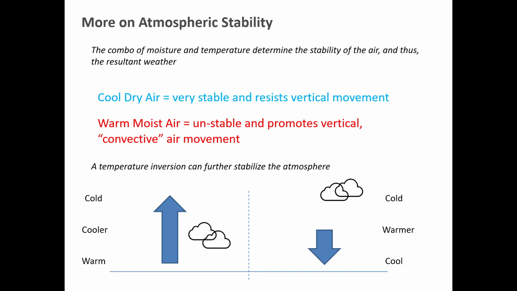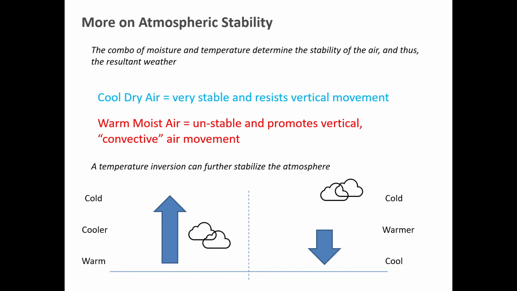And like we mentioned in the last lesson, the temperature inversion situation can also further stabilize your atmosphere. So if you have cool, dry air, and as you move up in the atmosphere, the temperature increases due to a temperature inversion, which, as we've discussed before, is not normal. It's an inverted situation. That's going to further resist the vertical movement of air in the atmosphere, which will keep that air mass even more stable.